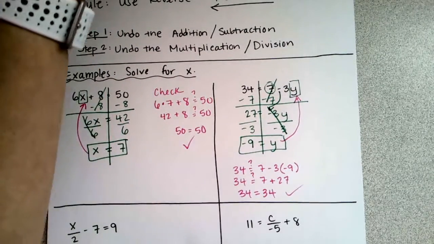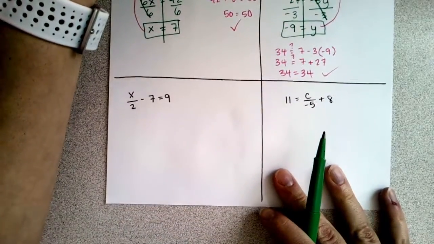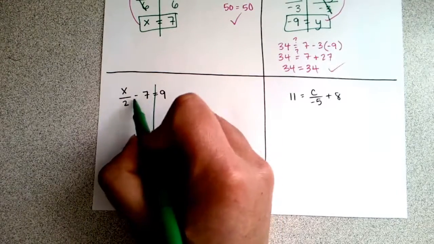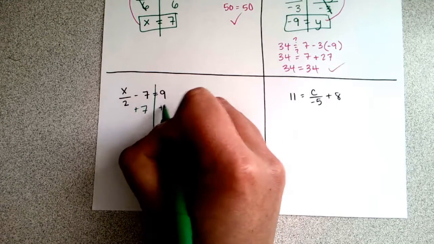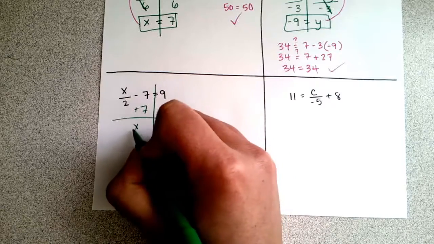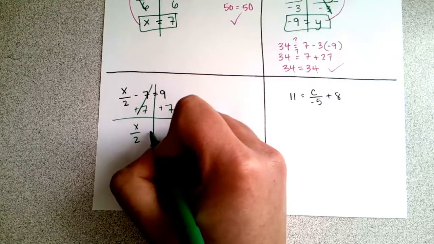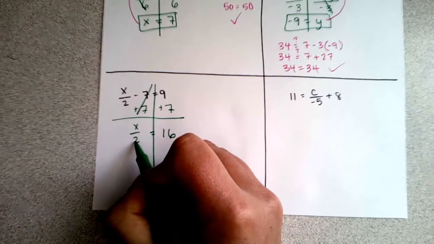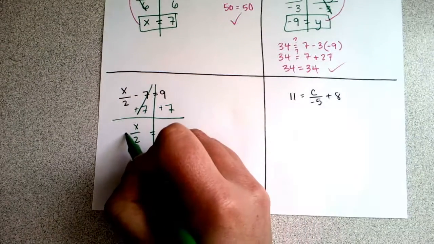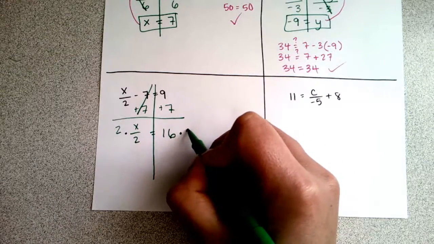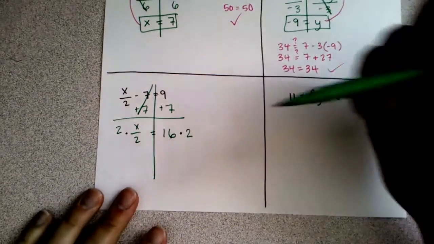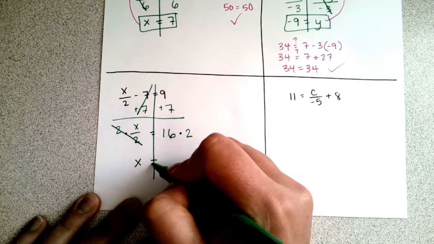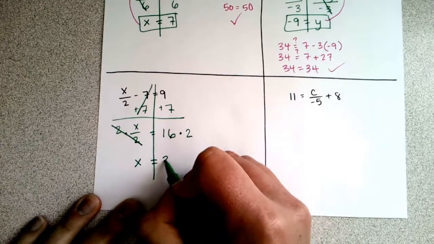Okay, the next couple use division instead of multiplying. So step one, we still need to undo the adding or subtracting first. I see there's a minus 7 here, so I need to add 7 to both sides. And I'm left with x over 2, these cancel, equals 16. Since x is being divided by 2, we need to do the opposite of division, which is multiplying. So I need to multiply by 2 on both sides. On the left side, 2 divided by 2 is 1, so those cancel, and we're left with x equals 16 times 2 is 32.